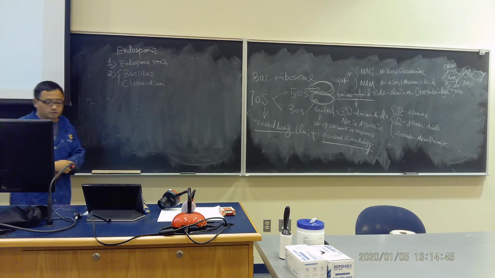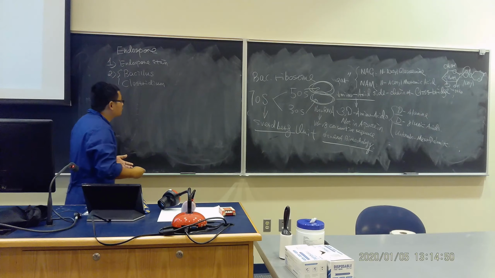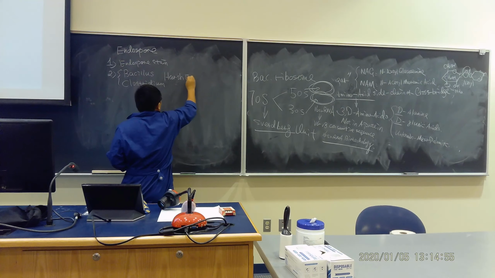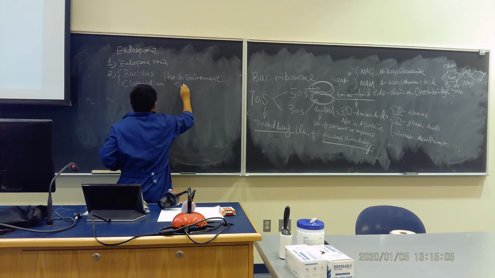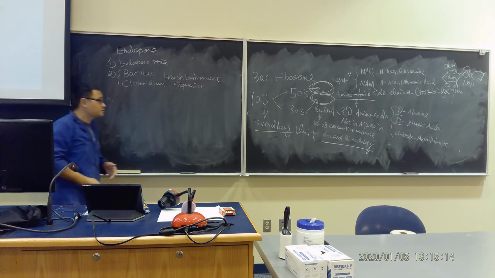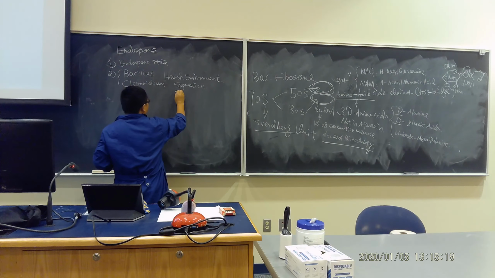Usually, in a normal growth situation, they will just grow. How about harsh environments, or we say stress environments? They will generate endospore. We call it sporulation. And when the condition changes, when they come from a harsh environment to a friendly environment, they will come back and become vegetative cells. Then we call it germination.